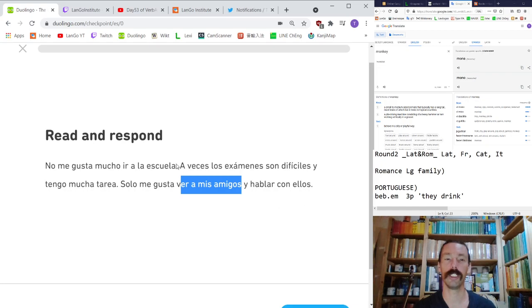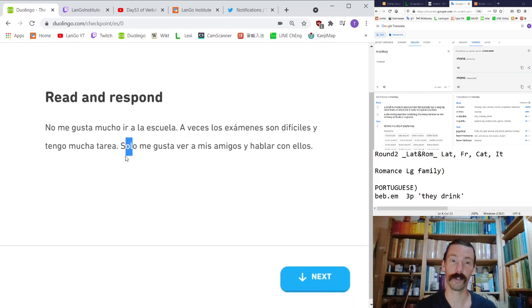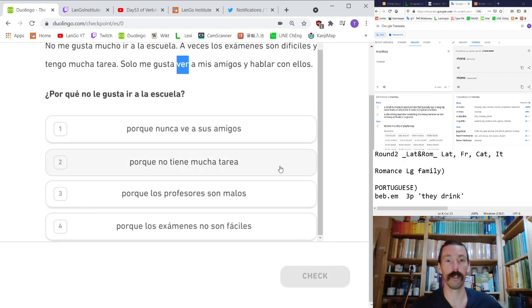Y hablar con ellos. Solo me gusta. Solo. Note that it's masculine. I think that's not agreeing with the speaker. It wouldn't be sola for a female speaker, right? Sola just to the only degree. Only, I only like. Solo me gusta ver to see my friends and to speak with them. So here too, just one inflected verb. The other verbal parts in this clause are infinitives, which are verbal nouns. Verbs in disguise, in noun's clothing.